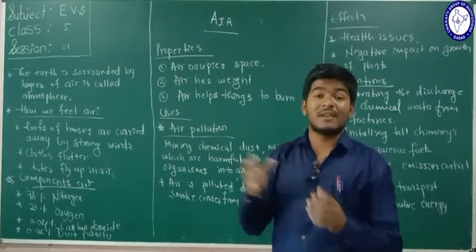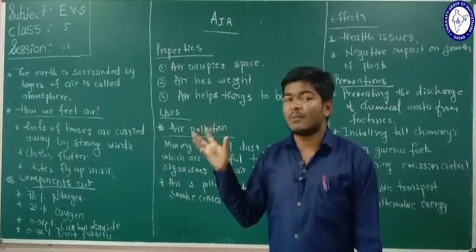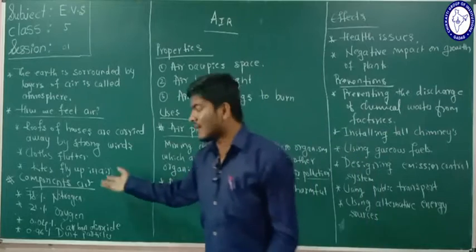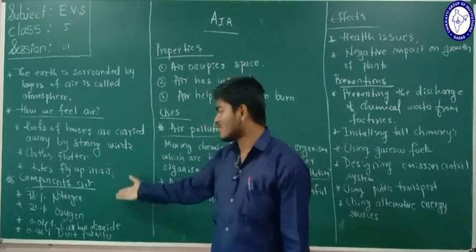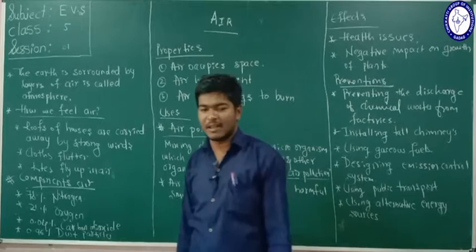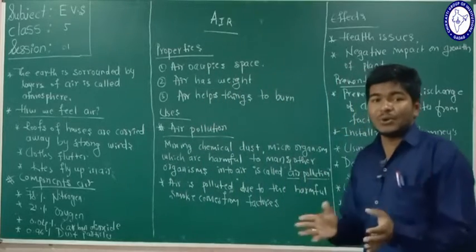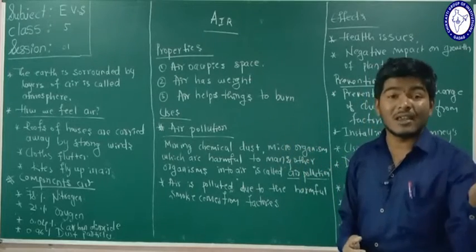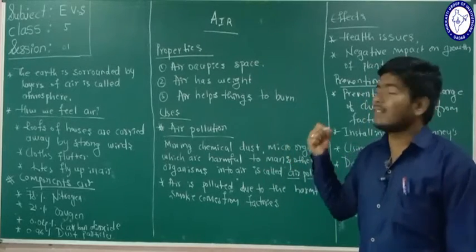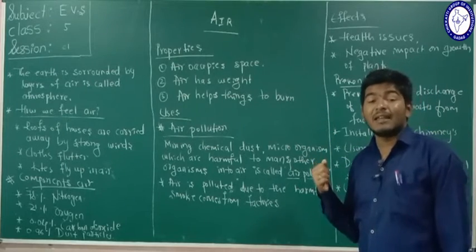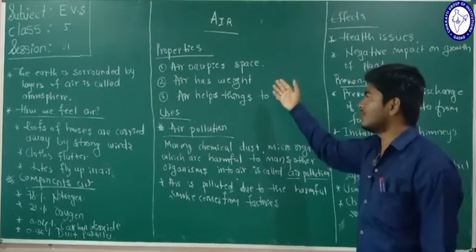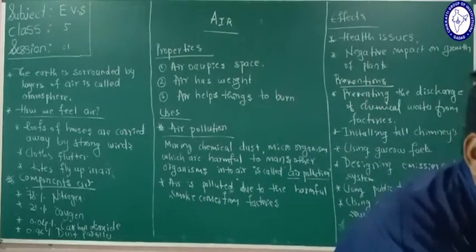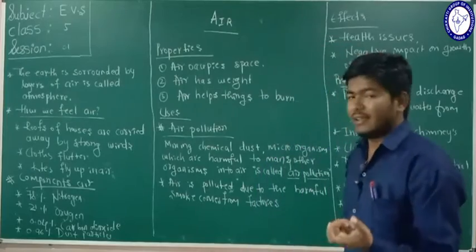What are the components present in the air? Because air is a mixture of gases. So what does that mixture contain? Nitrogen, oxygen, carbon dioxide, and dust particles. Then we come to know, we feel the air, isn't it? And we also know the different components present in the air. Then what are the properties of the air? First, I am going to start the properties of the air with an activity.